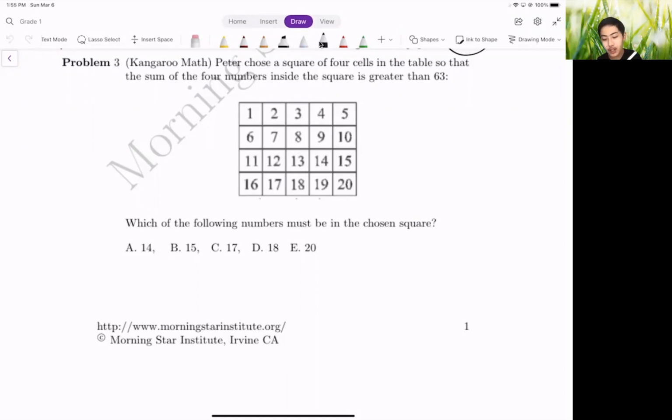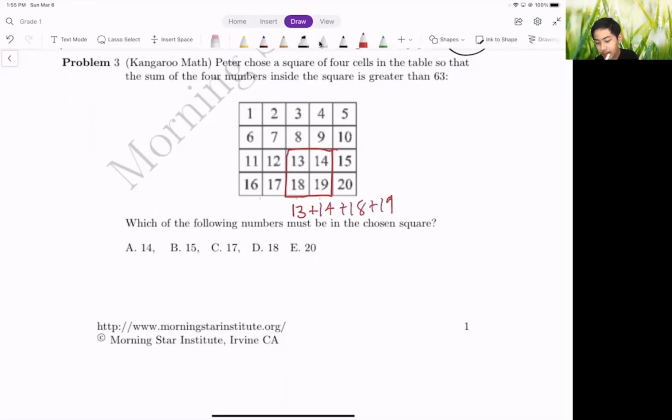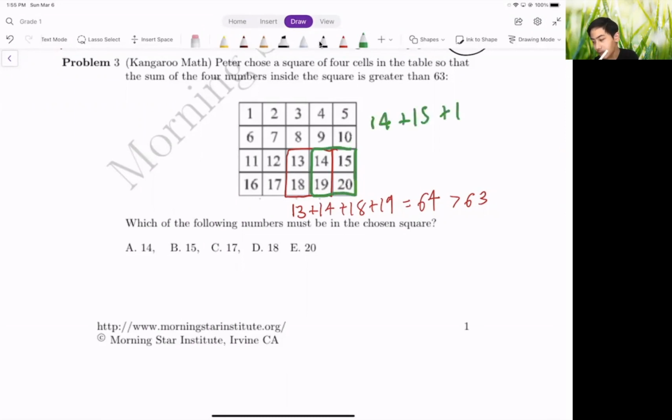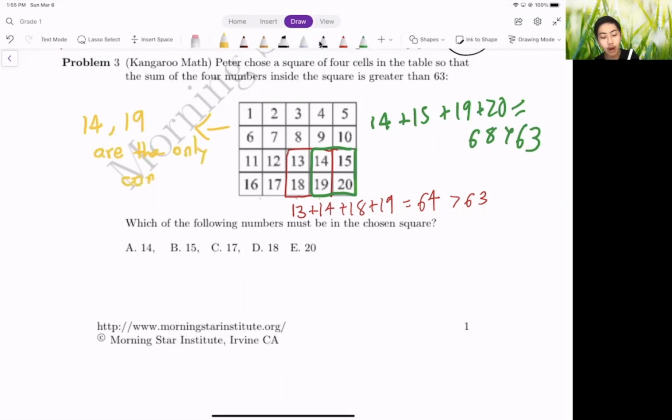For example, this square highlighted in red, 13, and let me write it out. 13 plus 14 plus 18 plus 19 is equivalent to 64, which is greater than 63. And the second square in green is over here, which is 14 plus 15 plus 19 plus 20, and that gives us 68, which is also greater than 63. And as we can see, 14 and 19 are the only common numbers.